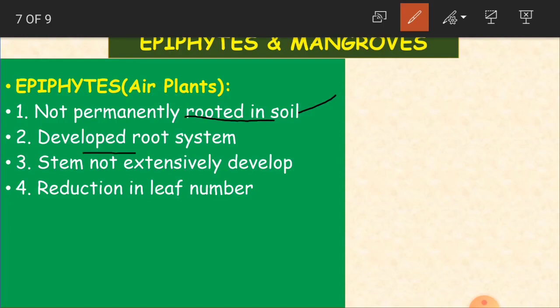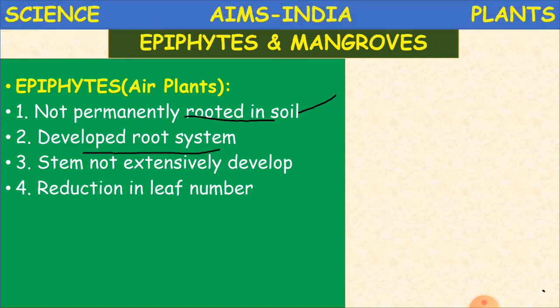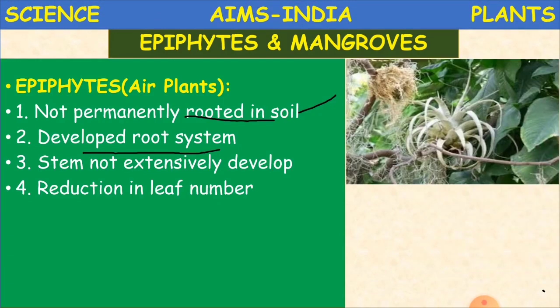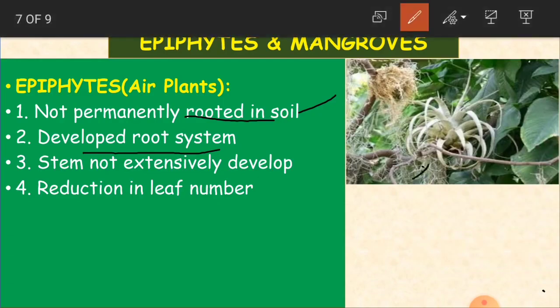They have a developed root system, but they are not in the soil. For example, here you can see these are the roots. This is one air plant. These are the roots, but they are not in the soil. And the stem is not extensively developed, in the sense that it does not have a strong stem like other plants have. So it has many leaves.